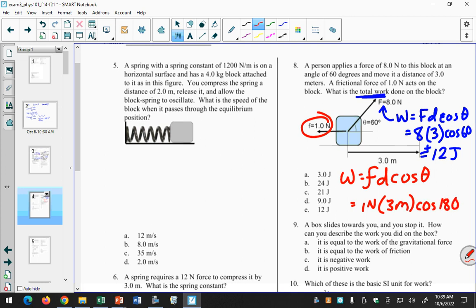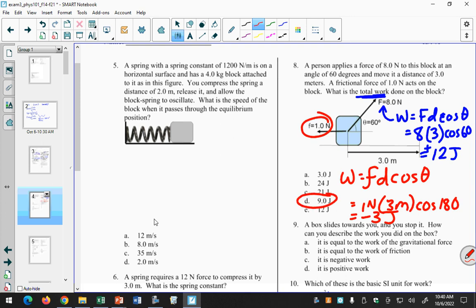The 180 comes about because the frictional force is to the left and the displacement is to the right, and so those two vectors are separated by 180 degrees. If you just want to think, oh, I know that work is negative, that's fine too. You could just leave off the angle because cosine of 180 is equal to -1. So I would get -3 joules there. So the total amount of work would be 12 minus 3, which is 9 joules.